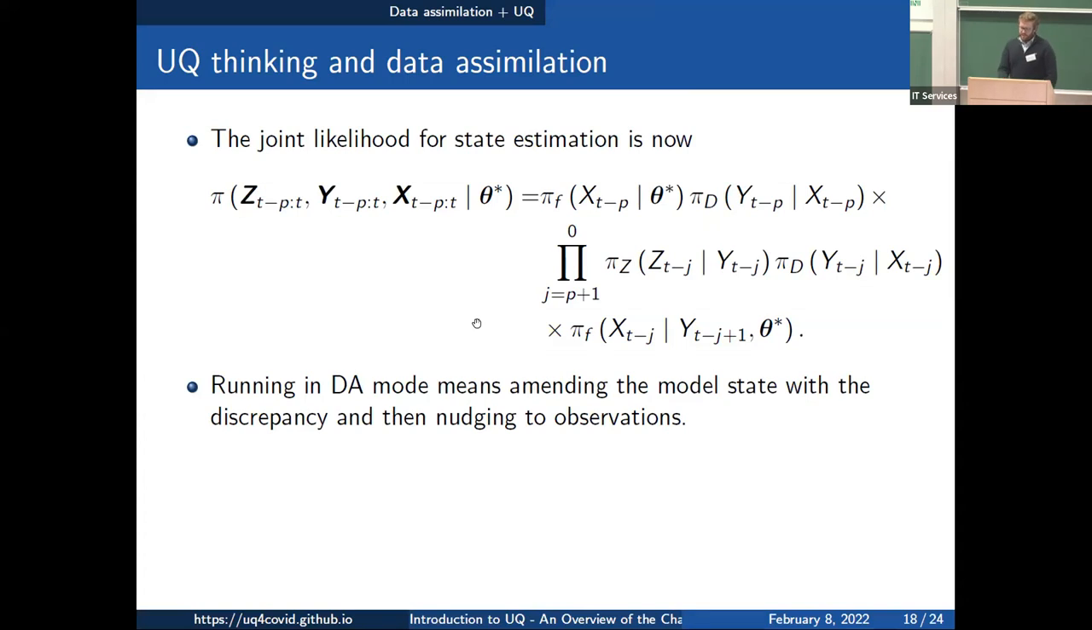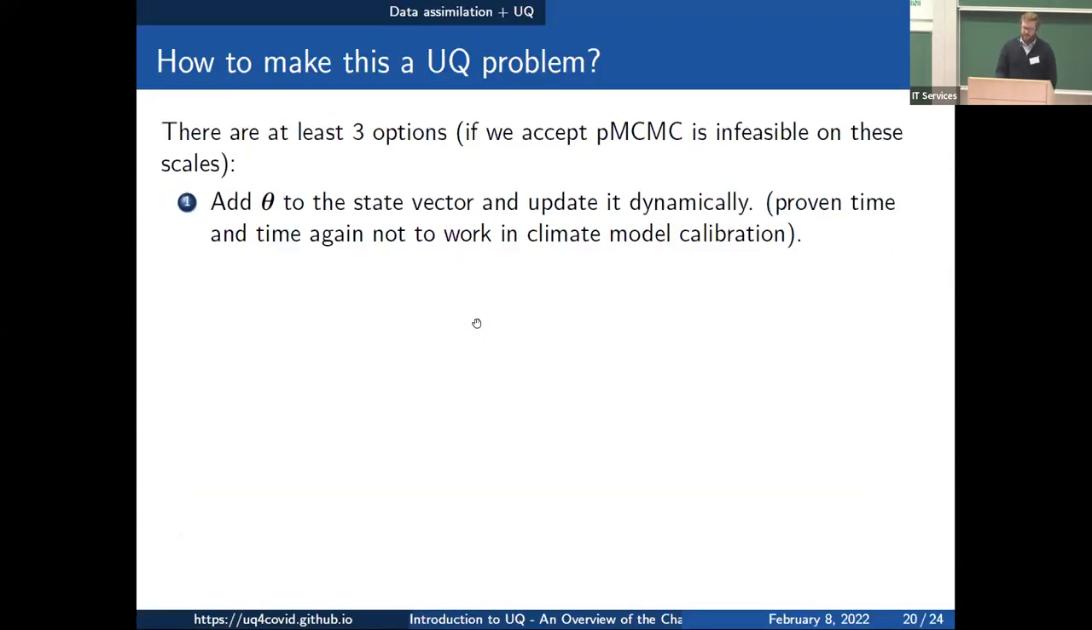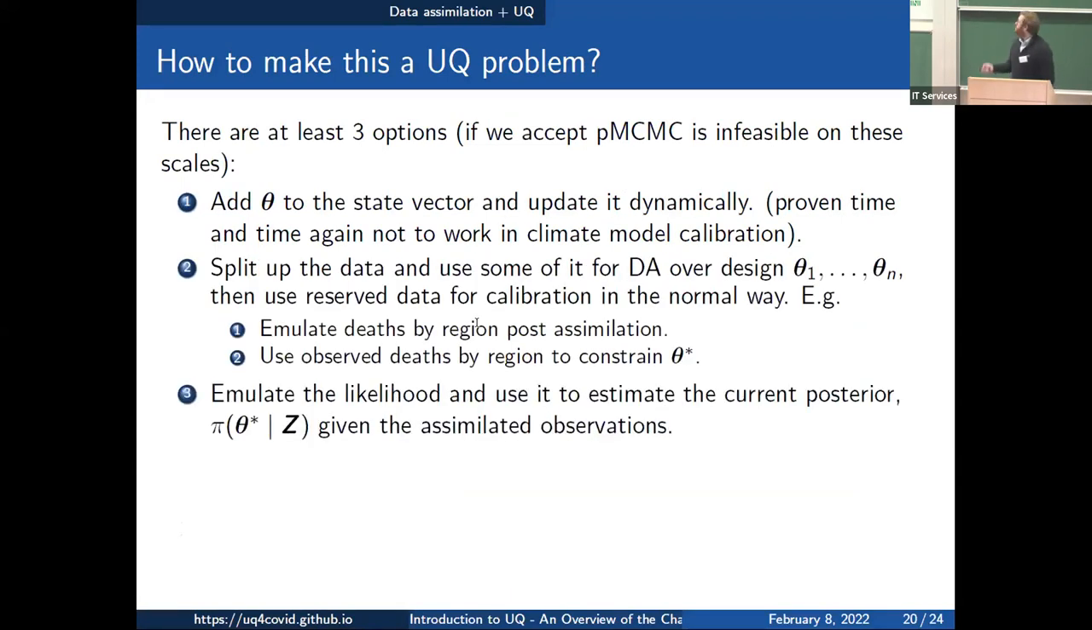So once you view it as a data assimilation problem, this is how you do it if you knew theta star. The parameter estimation problem has essentially 3 options. Option 1, add theta to the state vector and update dynamically, which they've been trying in climate prediction for a while, and some would say it doesn't work. The UQ way, which I was at first attracted to, is to split your data, do some assimilation, and then try to do the usual calibration. And the thing that we've been trying at the moment is to just emulate that likelihood and calibrate to it. I don't know what the right answer is.